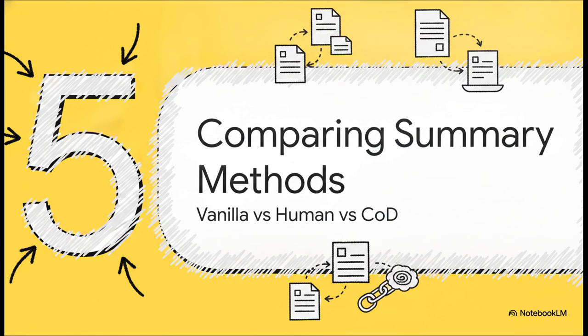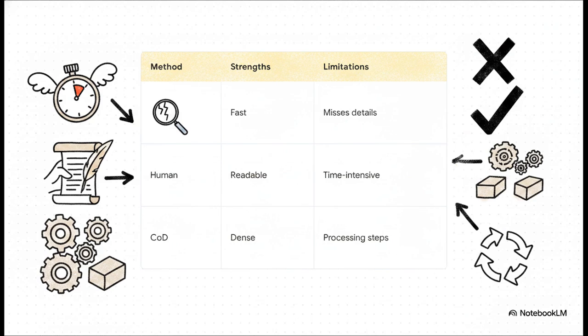Moving on to Section 5, Comparing Summary Methods. This comparative analysis makes the current landscape very clear. Vanilla summarization is fast and straightforward because it's just a single step, but its fatal flaw is that it almost always misses the crucial details. Human-written summaries, of course, are context-rich and highly readable, but let's be real, they are subjective and incredibly time-intensive to produce. Then we have CoD. Its massive strength is the incremental integration of detail, creating a dense, highly informative text automatically. However, as noted in the limitations column, its primary drawback is the requirement for multiple processing steps under the hood.